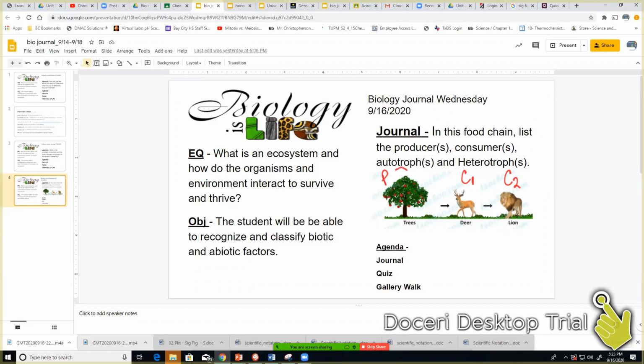Autotrophs are organisms that are able to make their own energy, their own food. So that would be my autotroph. And then my heterotrophs depend on other organisms to be able to get food.